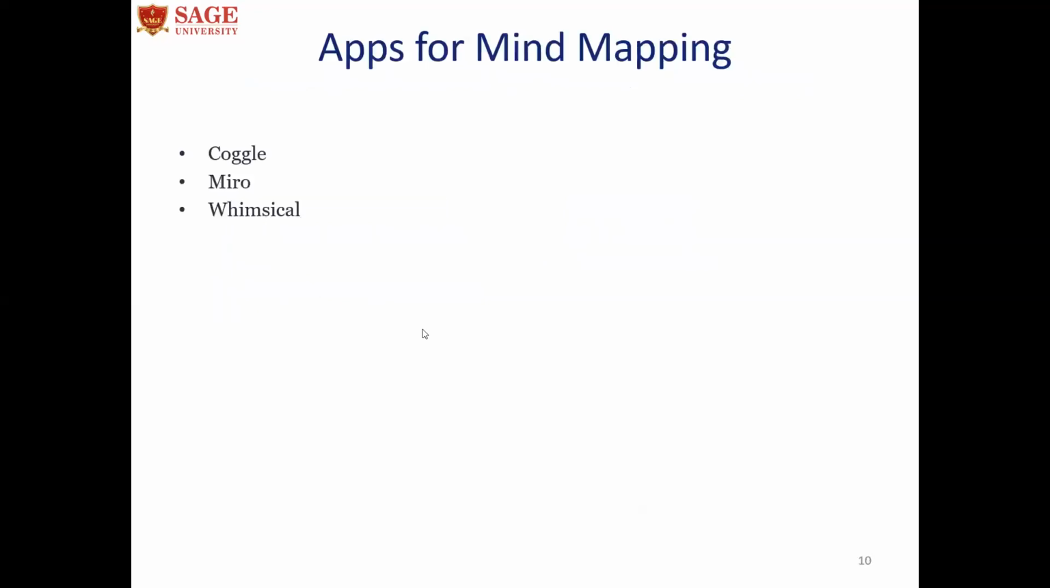And the next is the applications or the apps which you can use for building a mind map. There's a plethora of mind mapping apps to explore out there, but to make it easy, here are the three recommendations: Coggle, Miro, Whimsical. These are the three most frequently used apps.